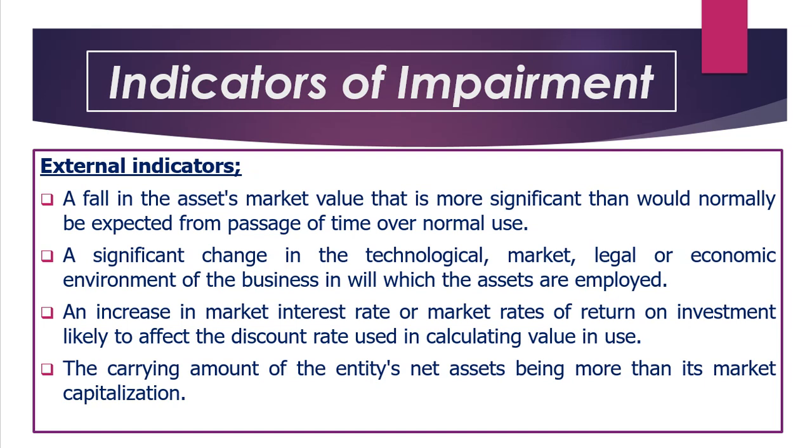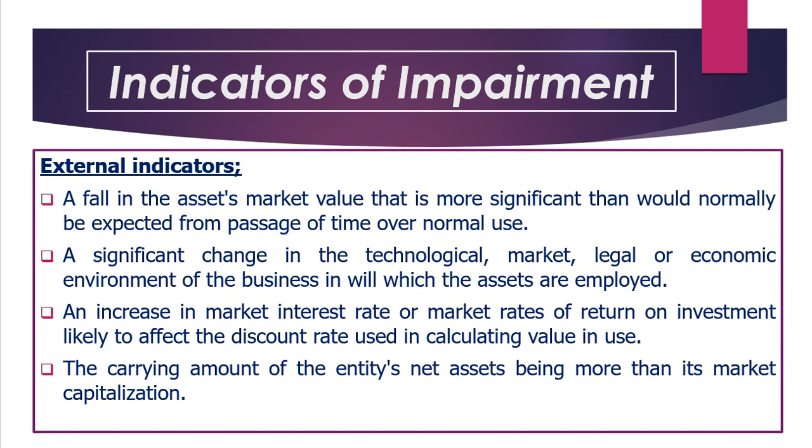The second indicator is a significant change in technology that significantly, of course, affects the performance of the asset. A good example here is the evolution of computers phasing out the typewriters. So now, with the evolution of computers, I think the typewriters are supposed to be tested for impairment. Why? Because the technology adversely affected the use of typewriters.